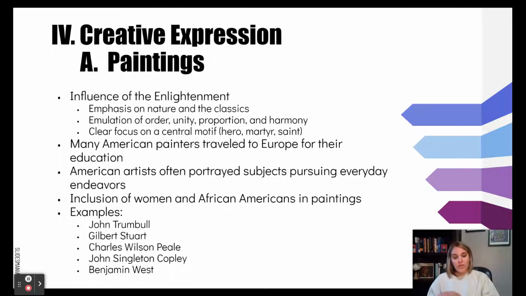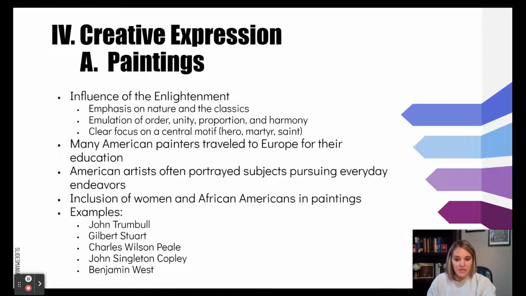However, when those artists who do come back to America, they make some changes in the ways that they portray their subjects. For example, it's going to be more likely to be pursuing everyday endeavors. So someone actively writing a speech. I think there's a painting of John Adams who's in the middle of writing a speech. Also, there's the inclusion of women and African Americans in paintings, which was less likely to be shown in Europeans' works. So some pretty significant painters of the time are listed there.